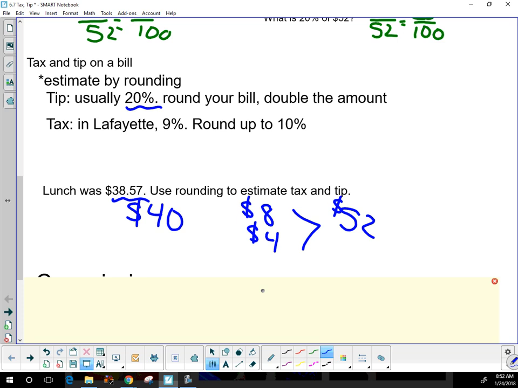Why 52? Well, if you didn't notice, 8 plus 4 is 12. I'm going to need a little more cash than the actual bill itself.